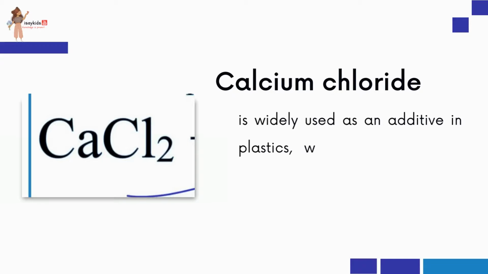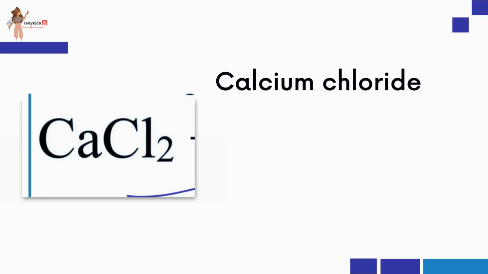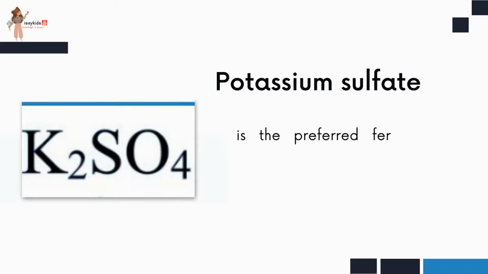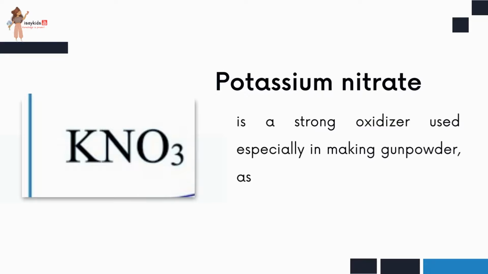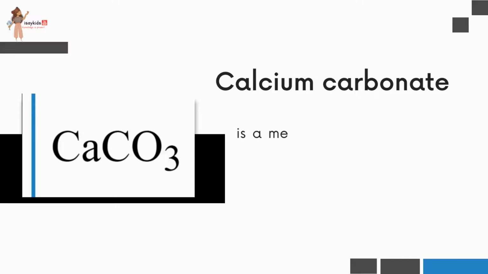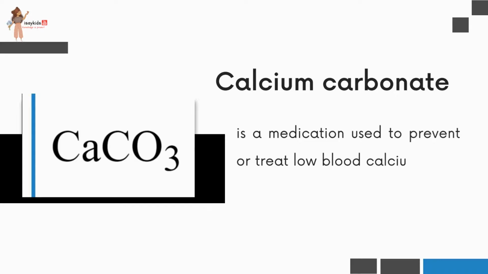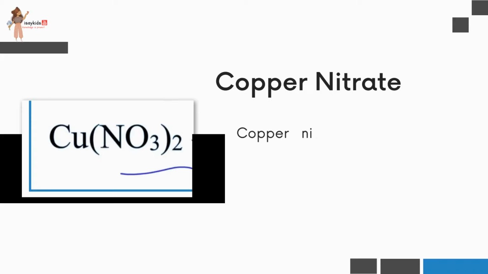CaCl2 is calcium chloride. It is widely used as an additive in plastics, wastewater treatment plants. K2SO4 is potassium sulfate. It is the preferred fertilizer for specific kinds of crops. KNO3 is potassium nitrate. It is a strong oxidizer used especially in making gunpowder, as a fertilizer, and in medicines. CaCO3 is calcium carbonate. It is a medication used to prevent or treat low blood calcium levels and also an antacid.